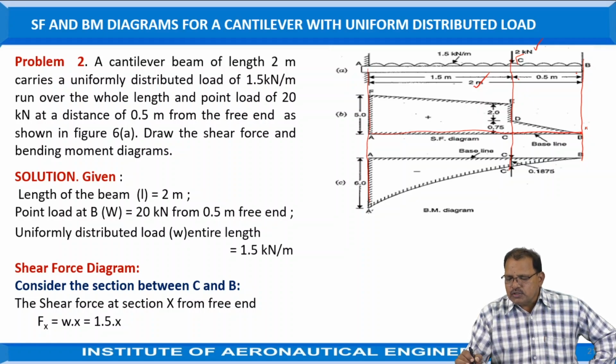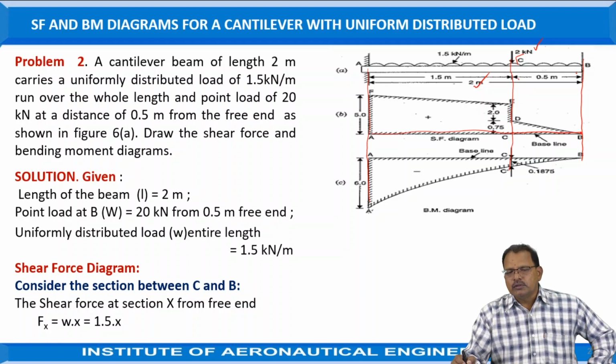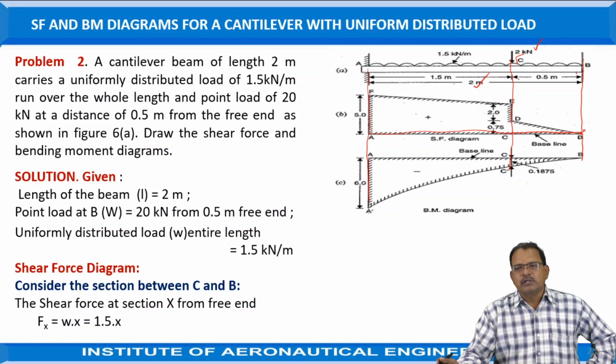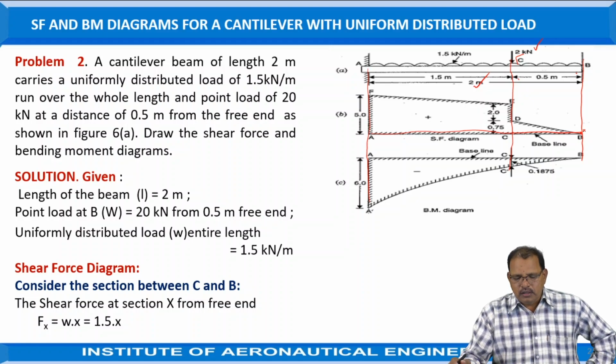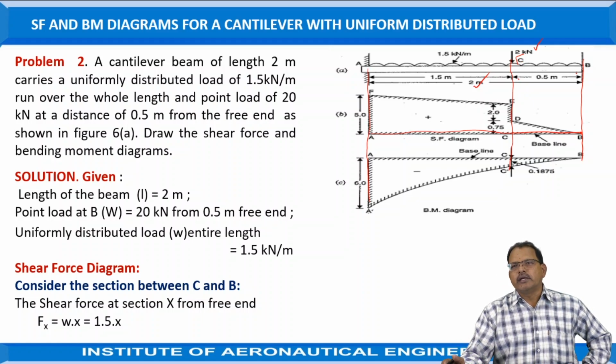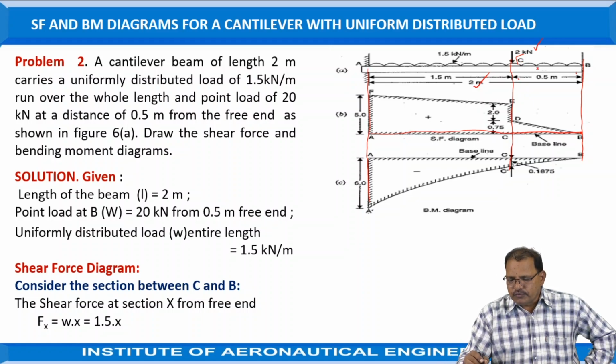The shear force at B is equal to 0. For the uniformly distributed load, shear force is equal to W into X, and X is equal to 0. Hence at B the shear force is equal to 0. Now the shear force at C is equal to the unbalanced force acting toward the right hand side, which is equal to 1.5 kilonewton per meter. This is the uniformly distributed load.